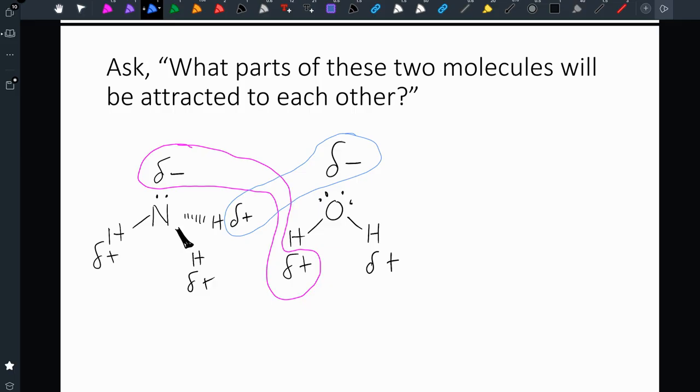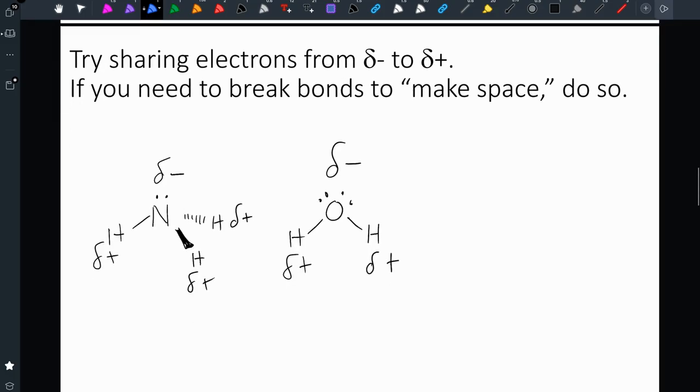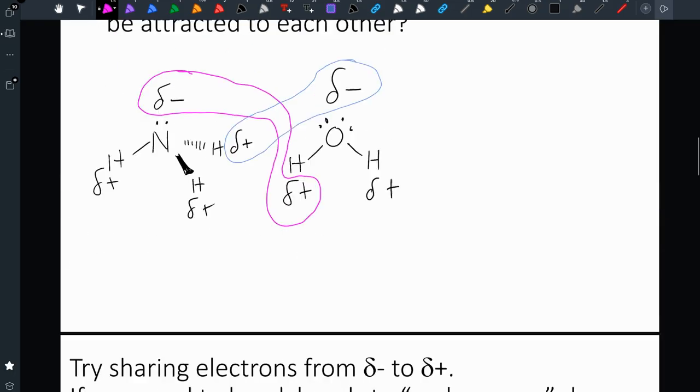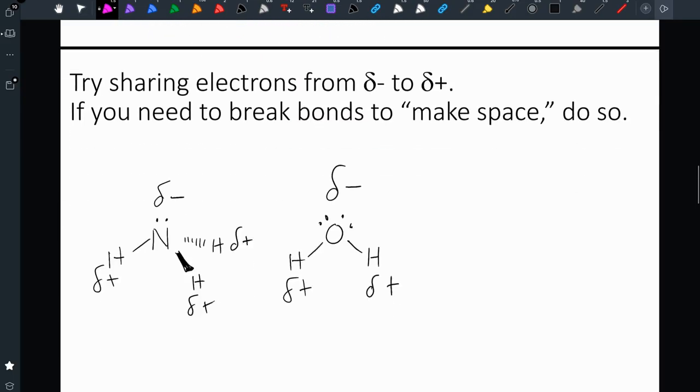So let's use curved arrows to do that. Let's share electrons from a partial negative to a partial positive. You can decide which one you want to do first. I'm going to start with the pink one. So in this pink one, I chose the nitrogen partial negative sharing with the hydrogen partial positive.